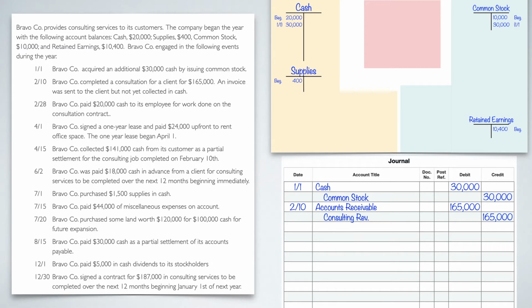So I don't have either one of these accounts as a T-table, so I need to create these T-tables. So I'll put AR, I'll put it again on the debit side for 165, and then consulting revenue, put it on the credit side again for 165. And that's transaction 2.